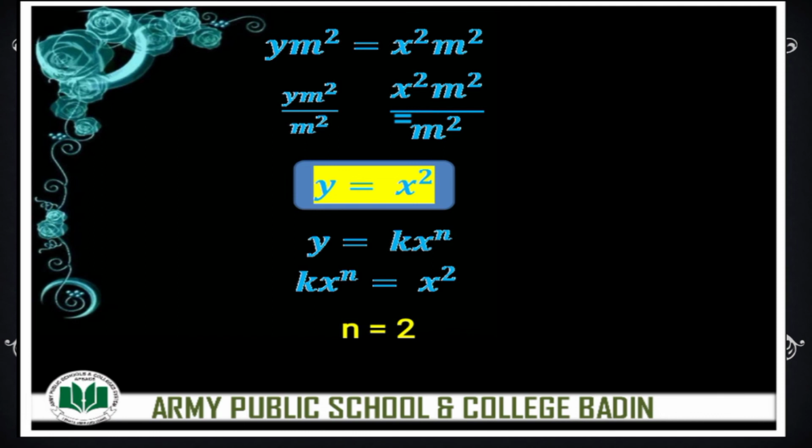Through this relation, we put the value of y. y is equal to k x power n. So y is equal to x square. So we put the value, and x square equals x power n. So finally, here the bases are the same, so we can equate the powers: n is equal to 2.